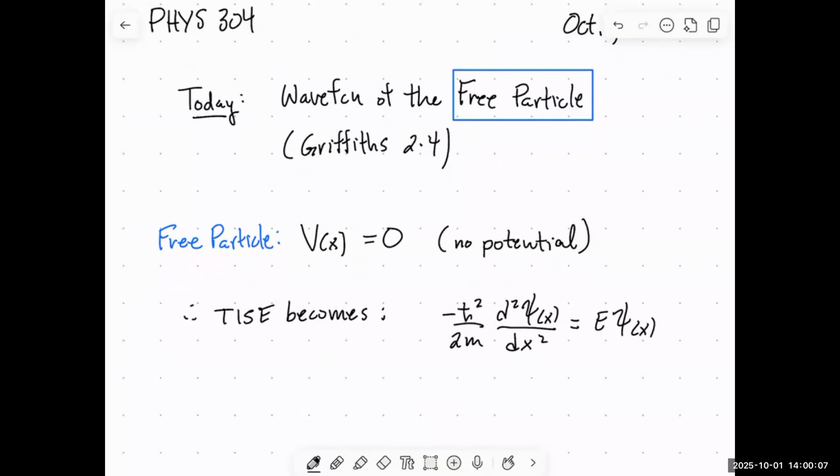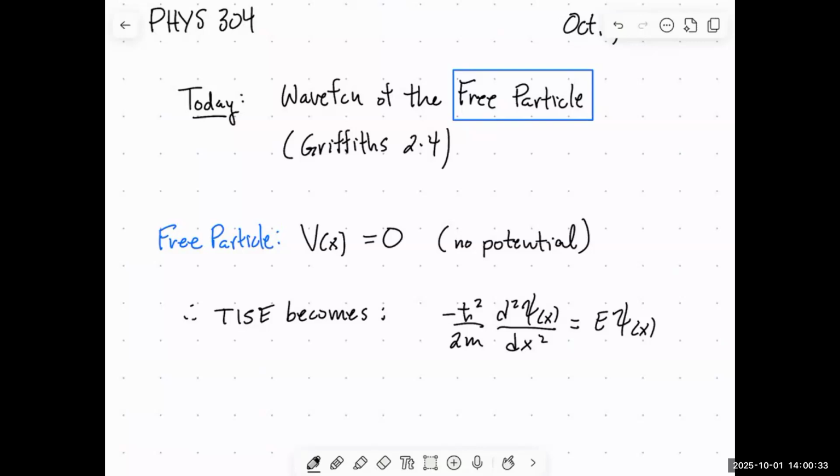All right. So what we did last time is we finished off the harmonic oscillator. And so our next topic is the free particle. Our starting point for the free particle is just the time-independent Schrodinger equation, except that for a free particle, the potential is everywhere zero.